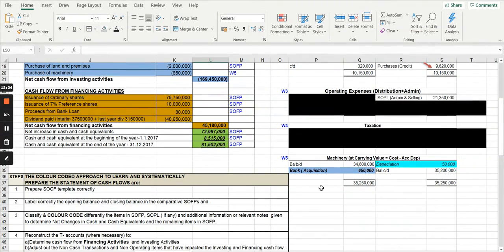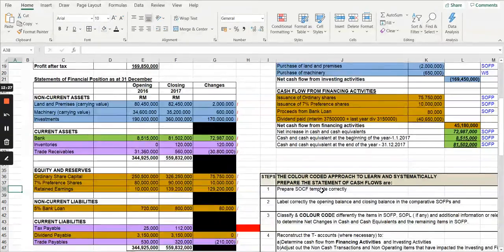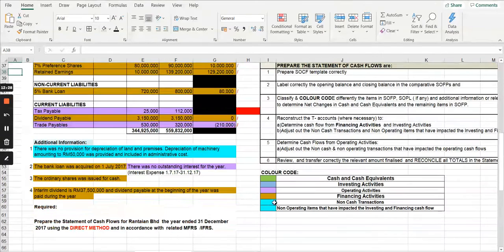So if you see in the information given at the bottom of the statement of financial position earlier, you have one piece of information here that informed there was no provision for depreciation of land. Of course, land is not depreciated. But you have that second sentence telling that depreciation of machinery amounting to 50,000 was provided and included in the admin costs. So what you need to do is you need to go and remove that non-cash transaction, which is the depreciation, from the admin and selling expenses.